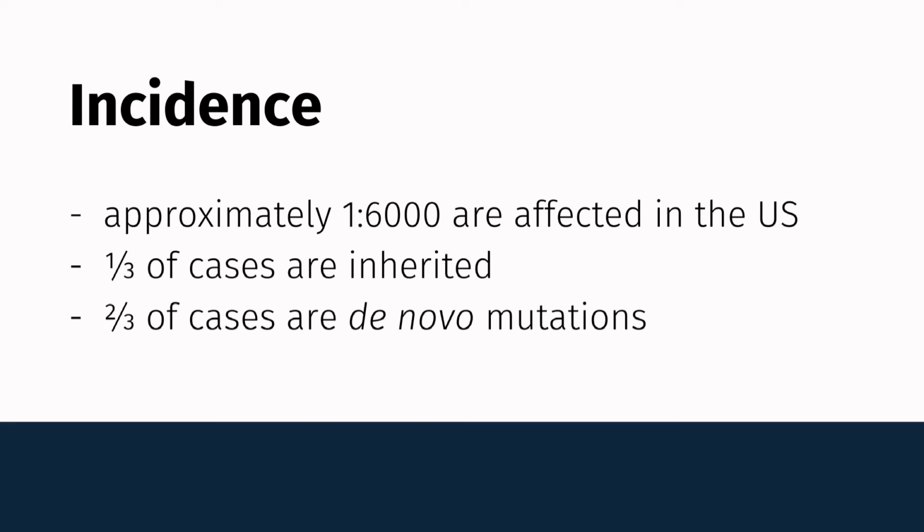Now I'll be talking about incidence. So approximately 1 out of 6,000 people in the US are affected, and 1/3 of cases are inherited, meaning someone's parents had it and they got tuberous sclerosis from their parents, and 2/3 of cases are de novo mutations, which are new mutations, meaning their parents were not affected and they are.